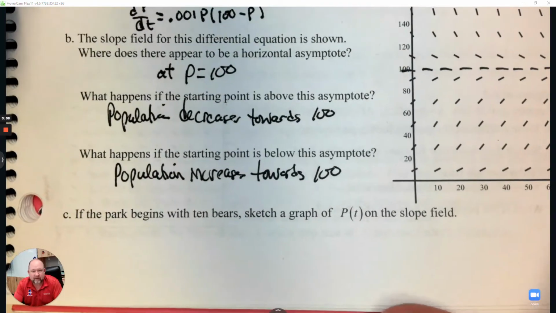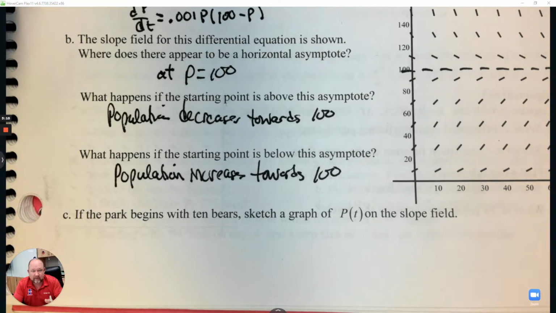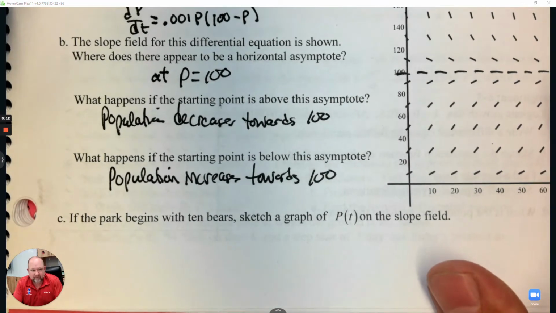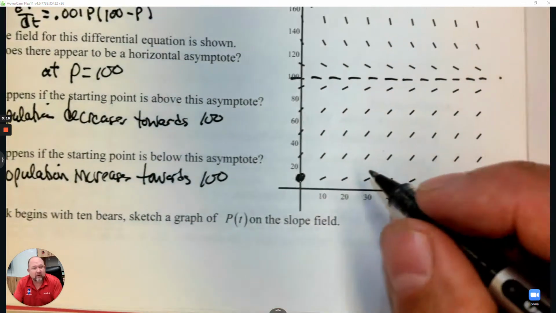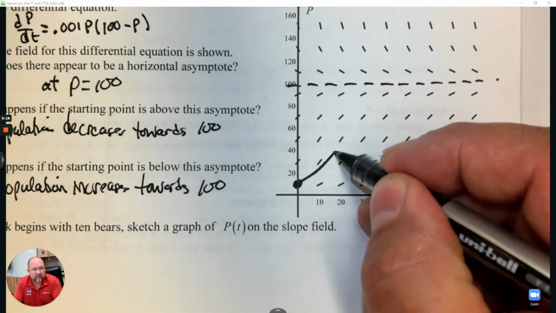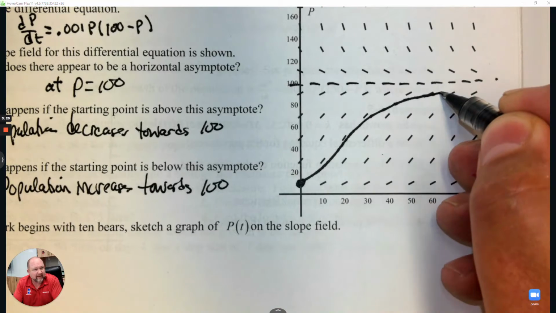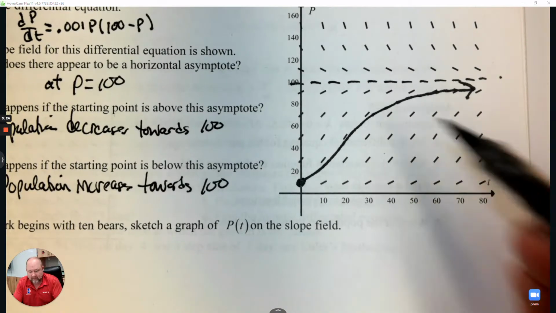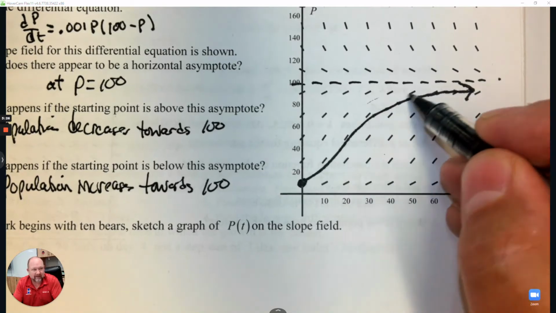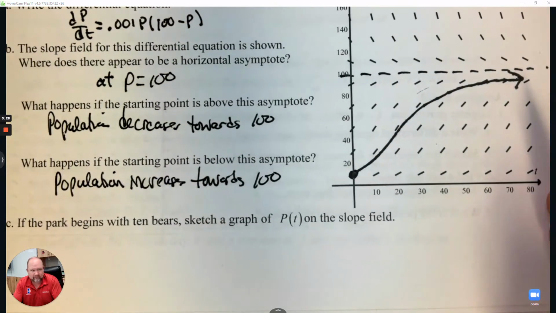Then it says, if the park begins with 10 bears, sketch a graph of this on the slope field. So I'm going to start with 10, and then I'm just going to follow the flow of what's happening here. And then when I get here, it reaches that kind of maximum amount. And there's that logistic growth where it's increasing, and then it's going to level off.